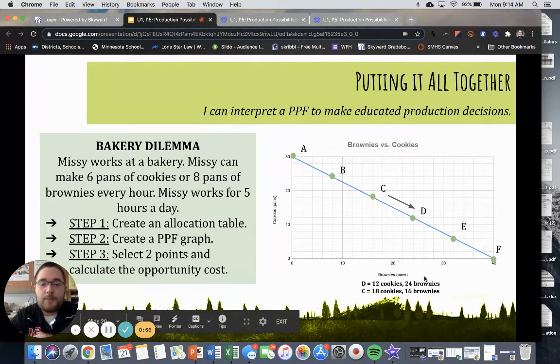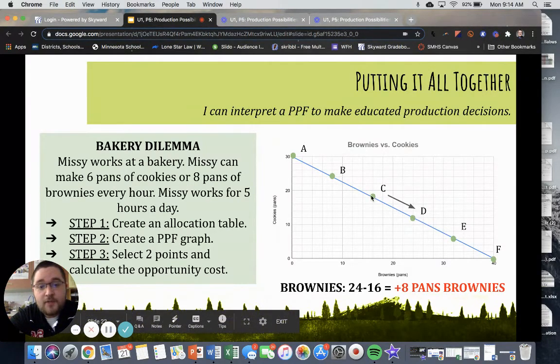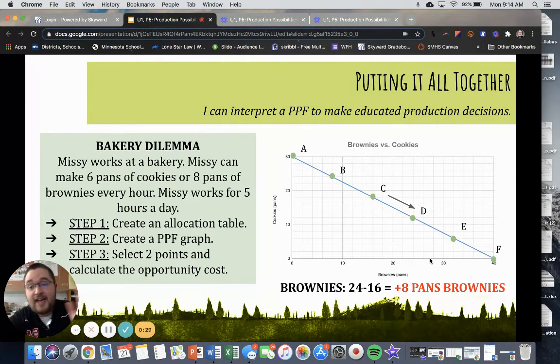So again, at point D, we're producing 12 cookies and 24 brownies. And at point C, we're producing 18 cookies and 16 brownies. So if we do our math, that means that we are going to be losing 6 pans of cookies and gaining 8 pans of brownies by doing this. You can confirm this by looking at this graph and visualizing it. Okay, if we move from C to D, we're going down in our cookies and we're moving across in our brownies. So that makes sense because we are gaining brownies and we are losing cookies. Okay, so our math is correct. It makes sense. And that is how you do all 3 of these steps together.